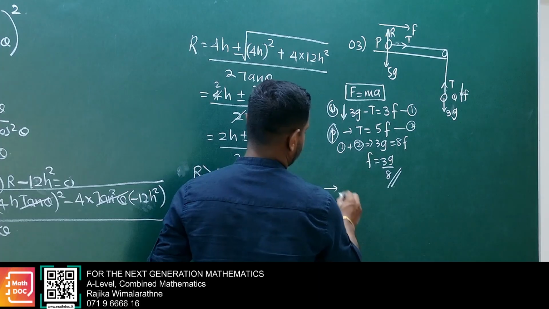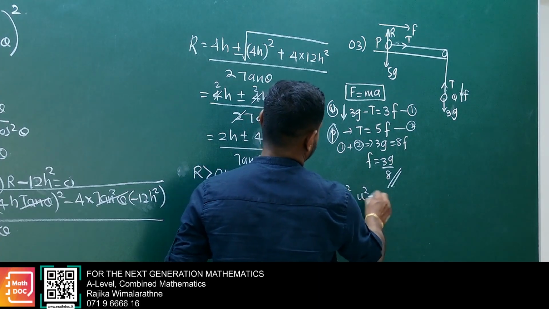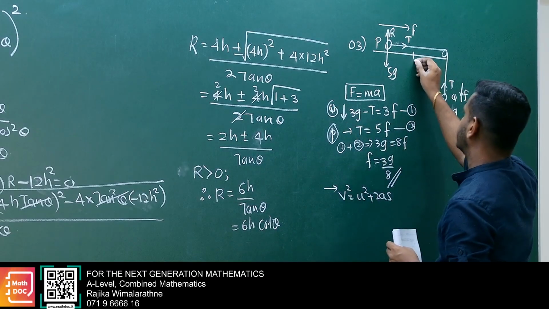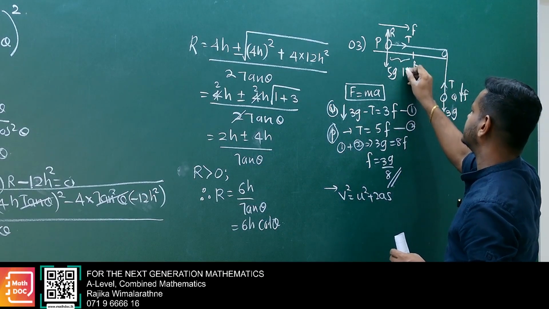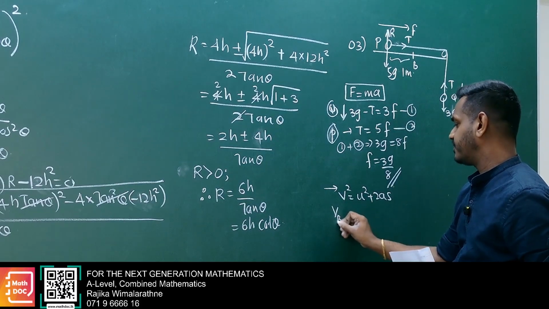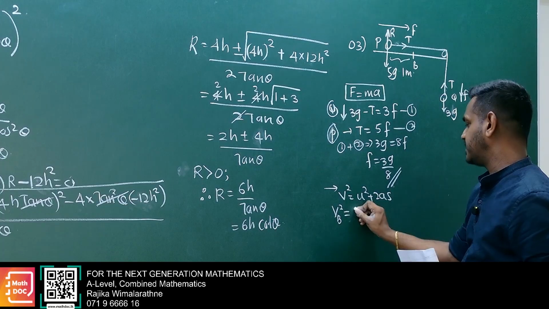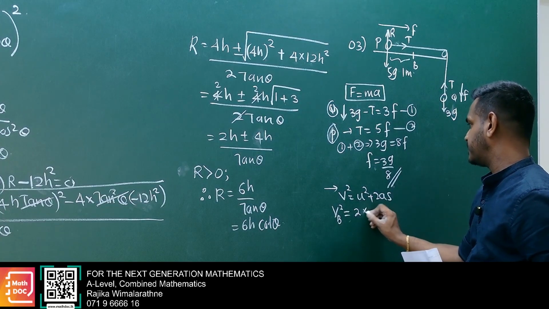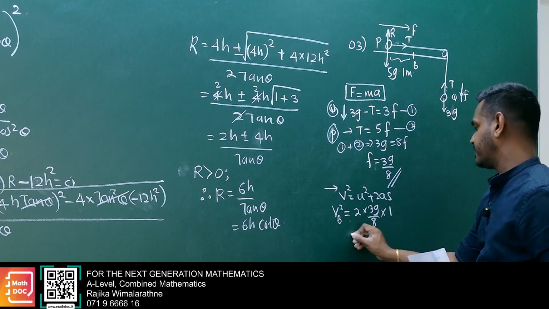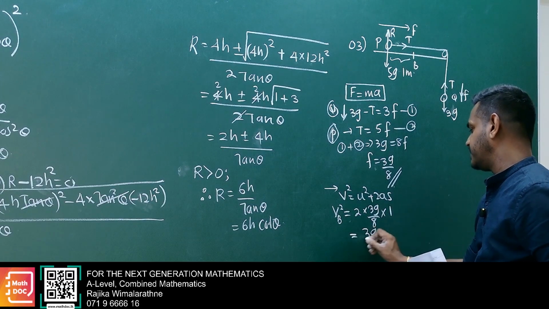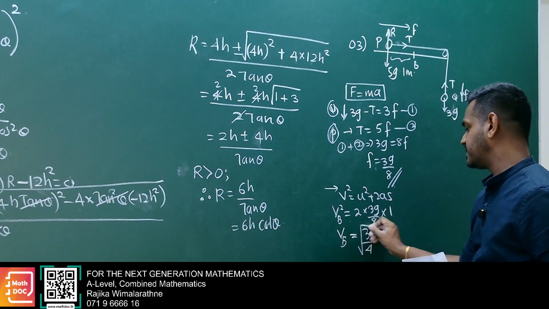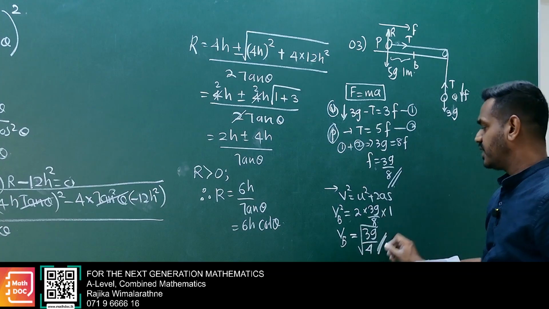Now you find velocity at B. Use this: v squared equals u squared plus 2as. Here when it comes to B, its displacement is 1 meter. Then say Vb, initial velocity 0, acceleration F, that is 3g divided by 8, displacement 1. Then Vb squared is 3g divided by 4. Vb value is square root of 3g divided by 4. Here, velocity at B.